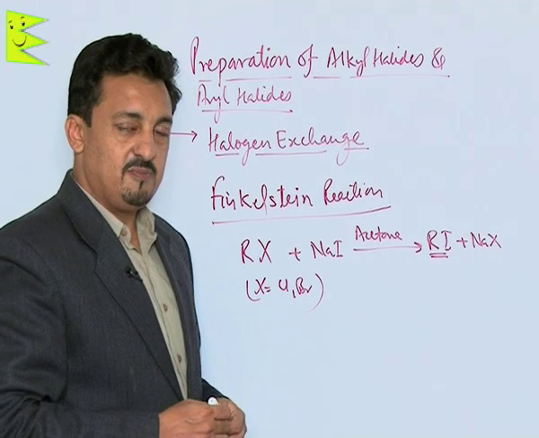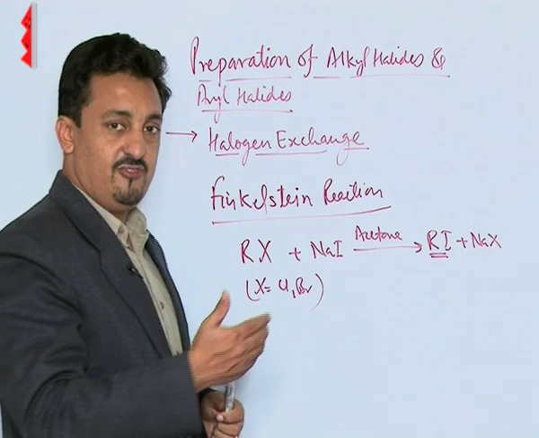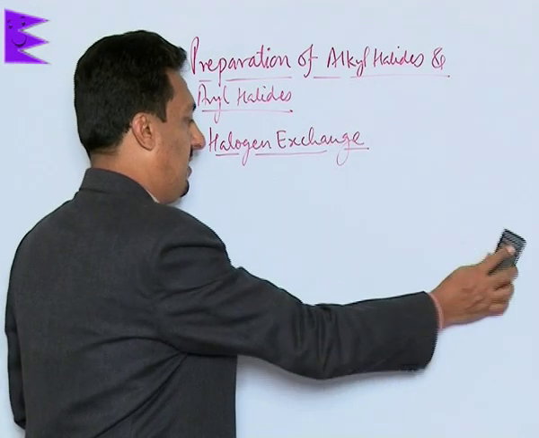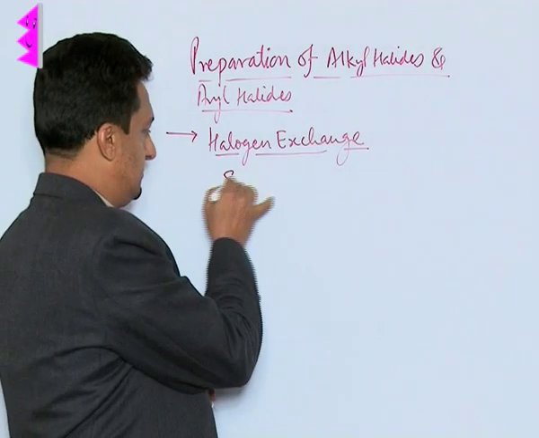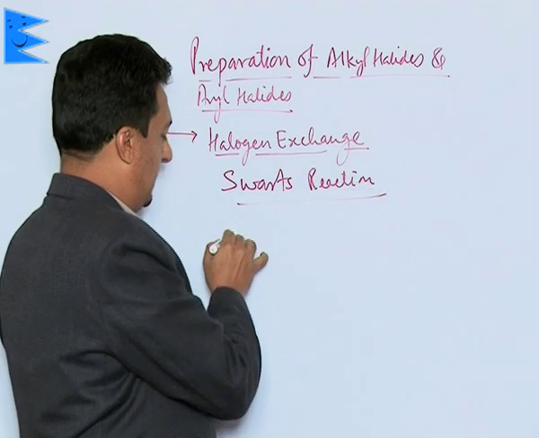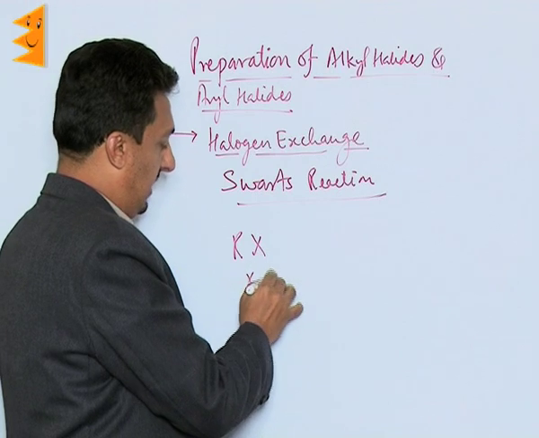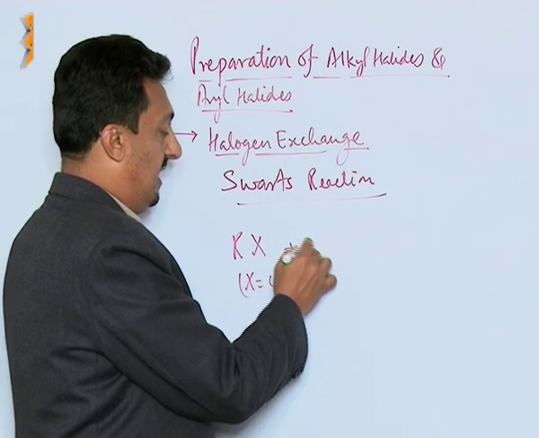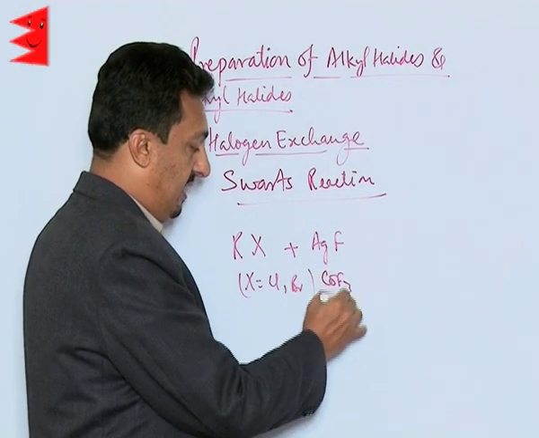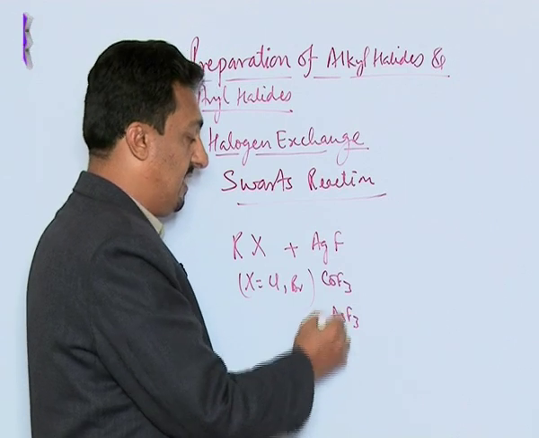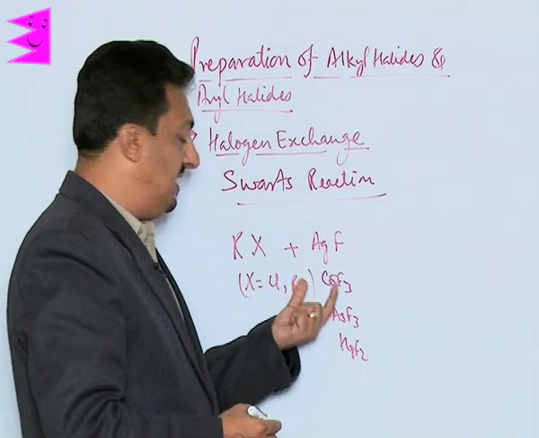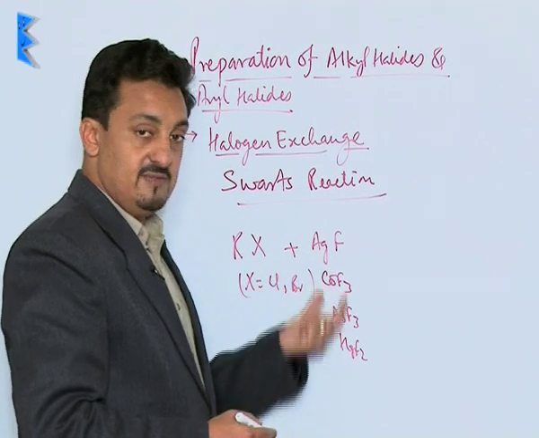There is another method of preparing the alkyl halides by halogen exchange, which is mainly used for alkyl fluorides. That reaction is called Swarts reaction. Now in this Swarts reaction, again alkyl chlorides or bromides are heated with metal fluorides like silver fluoride, cobalt fluoride, antimony fluoride, or mercury fluoride. Any one of these can be used.